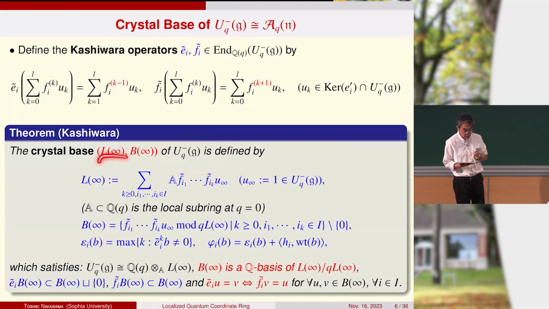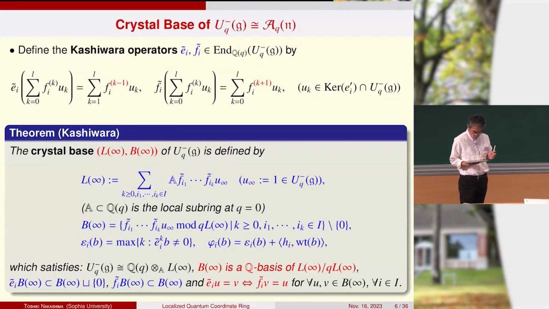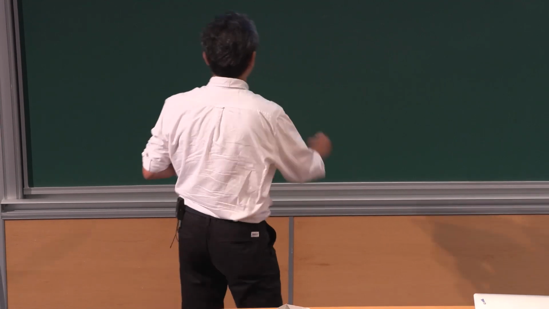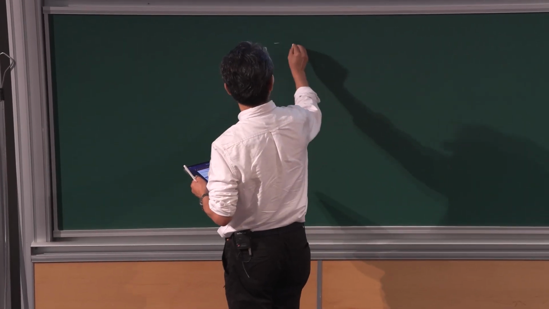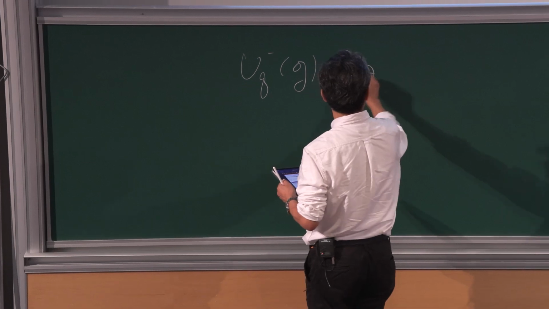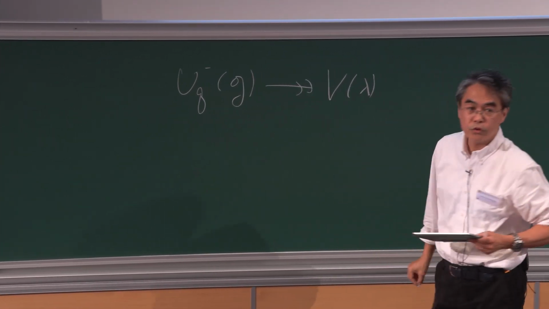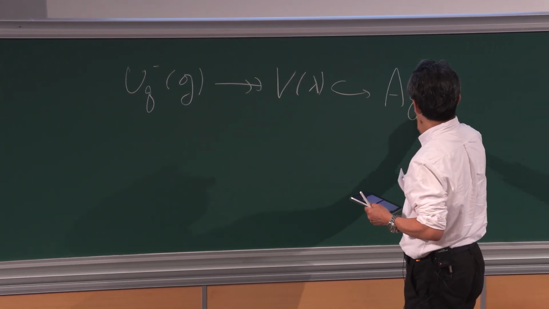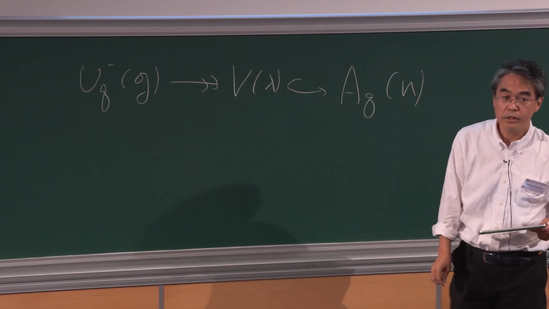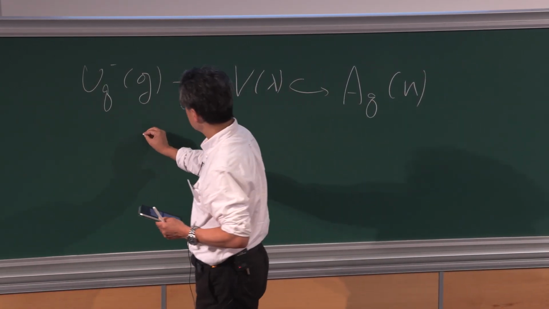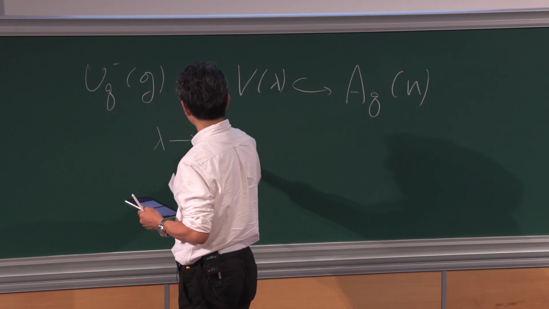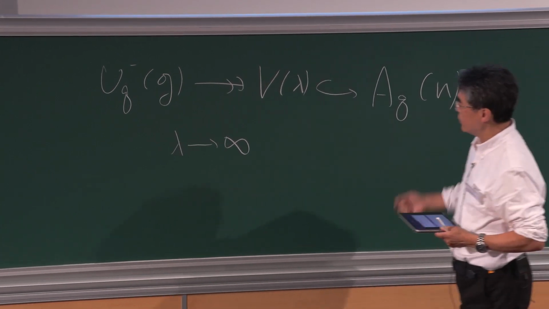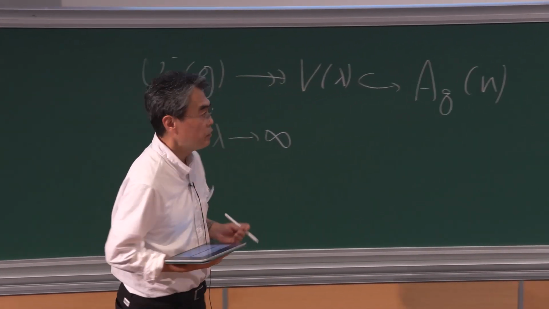This is a pair L(infinity) and B(infinity). Why do we use infinity? Because U_q^- is related to the highest weight module V(lambda), where lambda is the highest weight, and it is also embedded in this one. In this sense, this one is obtained as a kind of projective limit, where we take lambda to infinity. Also, this one is a kind of inductive limit.